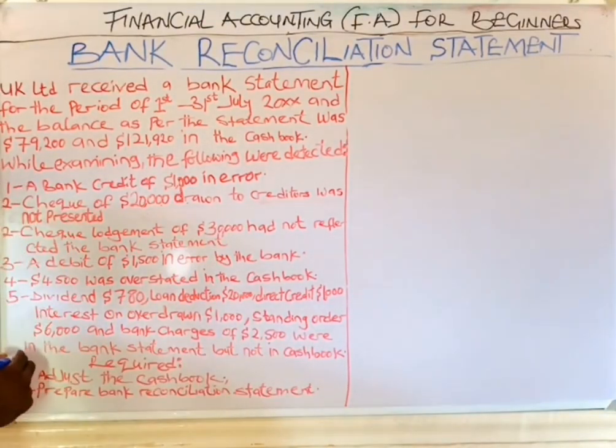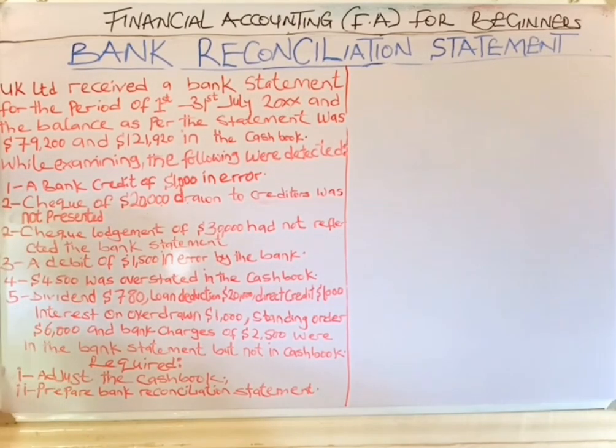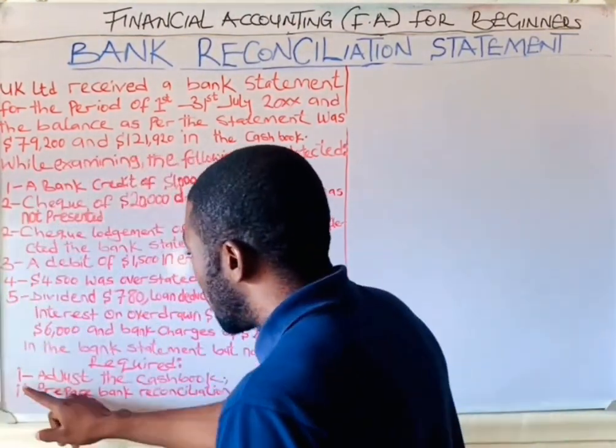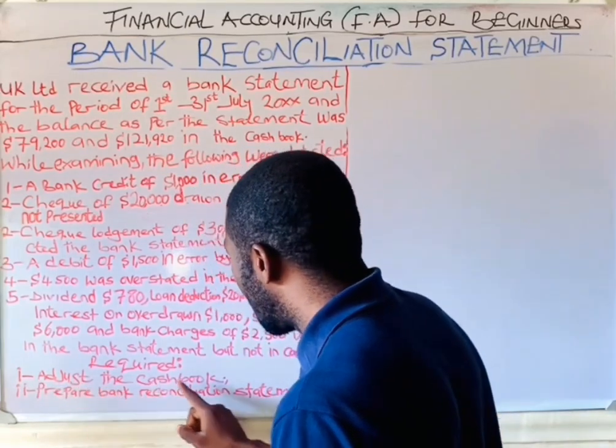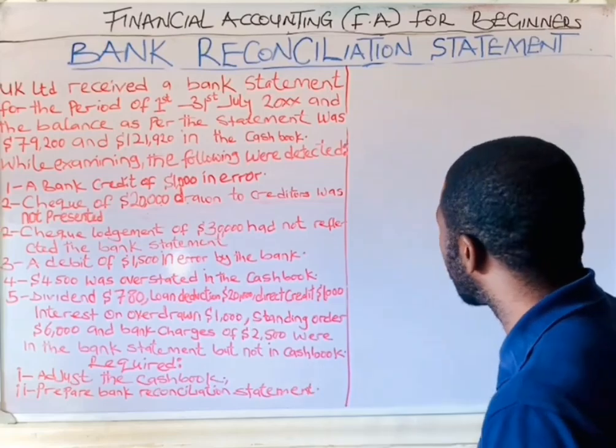So these items are the items that will be in our adjusted cash book because they are only in the bank statement and not in our cash book. We'll bring them forward to adjust our cash book balance. Required: 1. Adjust the cash book. 2. Prepare bank reconciliation statement.